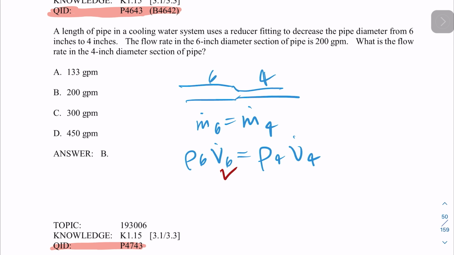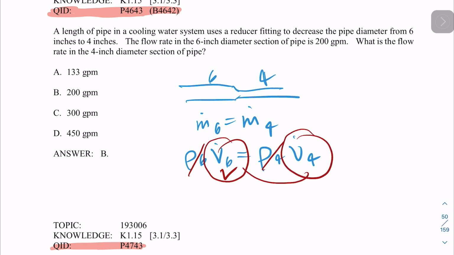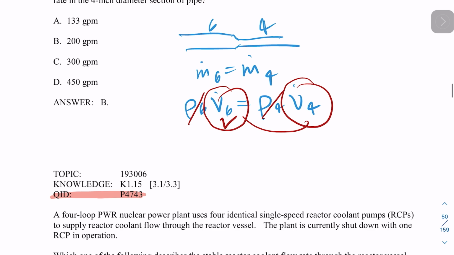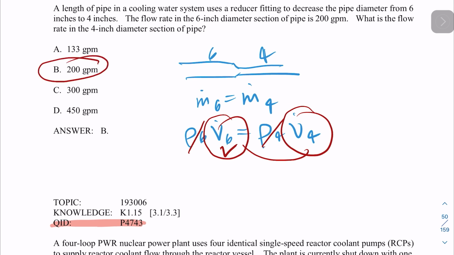So what's going to be the final volumetric flow rate? The density, they're not giving us anything, so we need to assume that the densities are the same. That means that the volumetric flow rate is going to be equal, right? They're not giving anything, the temperature is the same, we're not changing the density. Just pay attention to this one, it can be tricky.